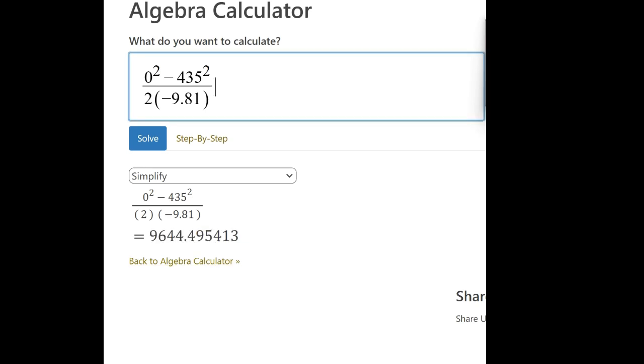So let's check it again. Maybe let's check if the calculator is just helping me out. Let's put 19 and see if it's different. Obviously it's different, so this is the answer.